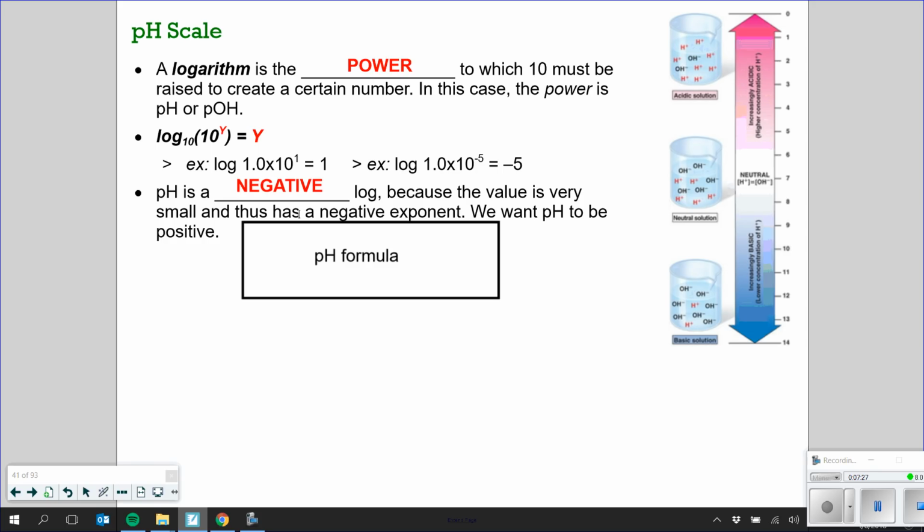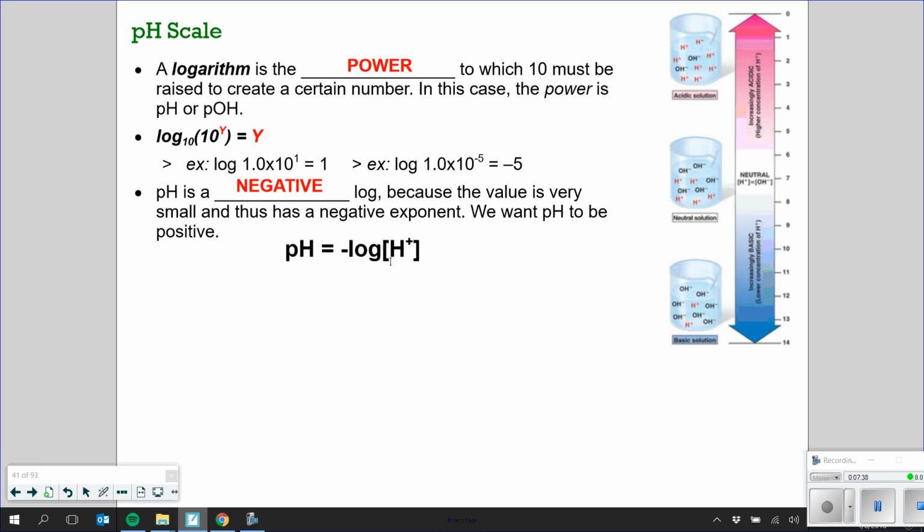pH is a negative log because the value for this is very, very small and thus is going to have a negative exponent, and we want our pH ultimately to be positive. And the formula that we're going to use to calculate our pH is thus: pH equals the negative log of the hydrogen ion concentration.